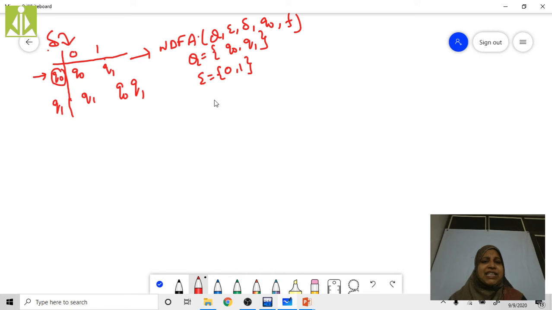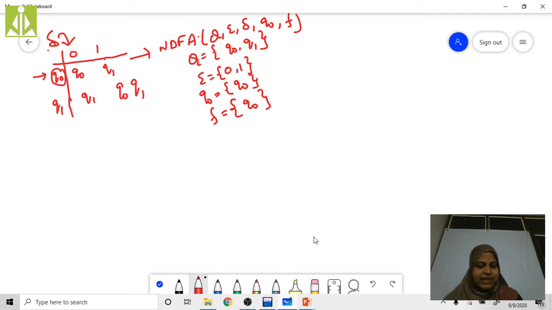Now here which one is the initial state? See here, arrow mark is there. So this one, Q naught is my initial state, right? Next is F. What is this F? F is my final state. Here which one is final state in this given transition diagram? See here, Q naught is the final state, right?